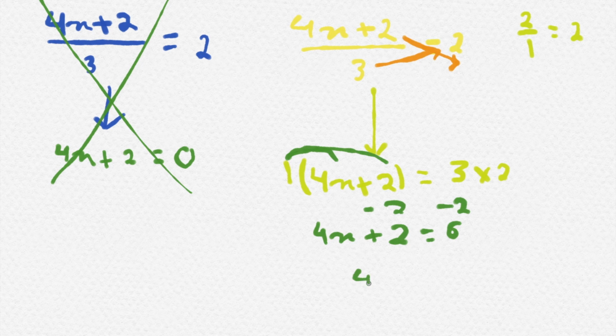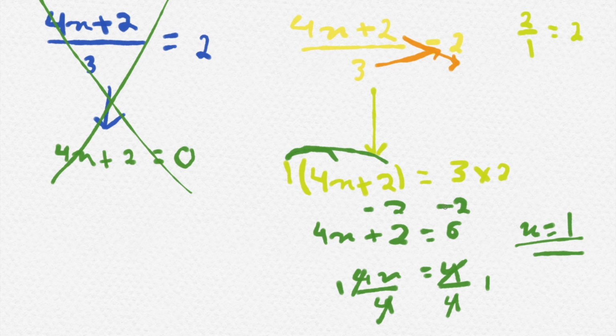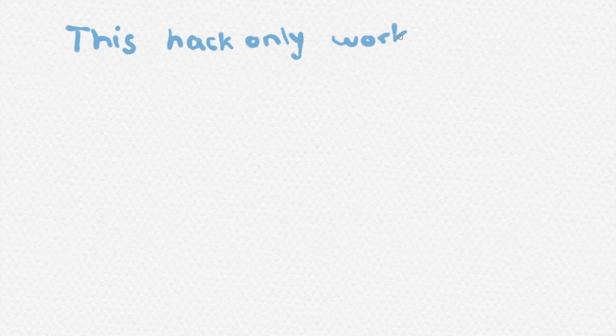Minus 2 from both sides, this will give 4x is equal to 4. Divide both sides by 4, and this will give 1 on the left hand side. So your final answer will be x is equal to 1. So in the end, we can say that this hack does not work for all cases. It will only work when the whole equation is equal to 0.